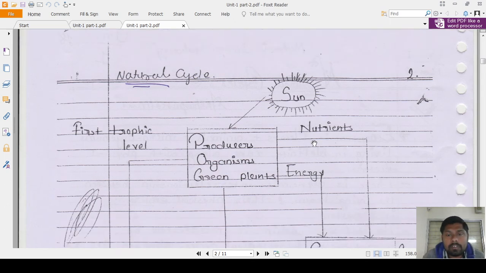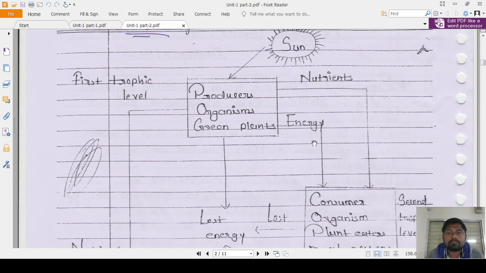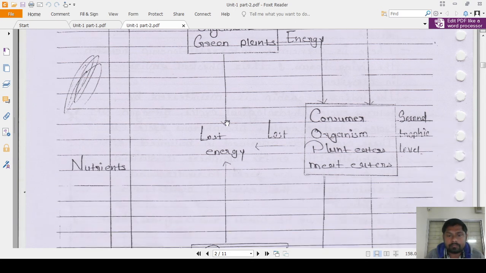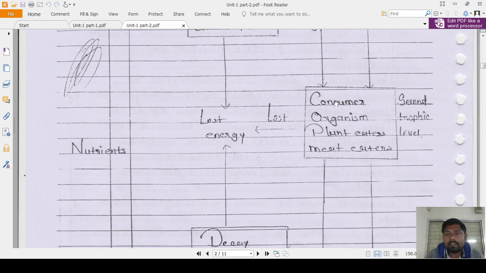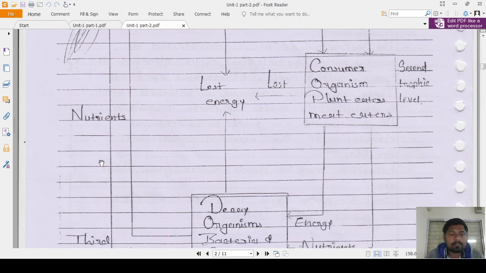So, first a natural cycle, and that is the diagram of it. The first trophic level is there: the sun, the nutrients, the energy, that is the producer organisms, the green plants. That energy is consumed by the organisms, plant eaters and meat eaters, that is the second trophic level, and energy and nutrients are lost.